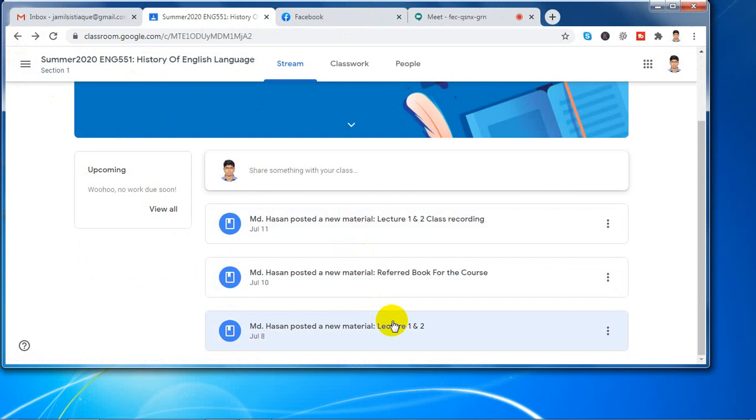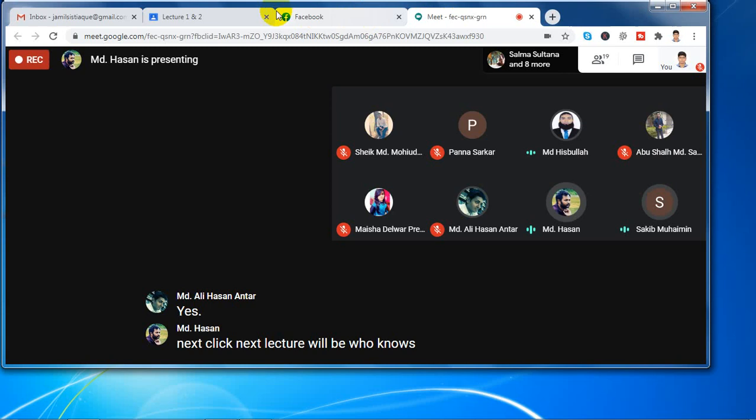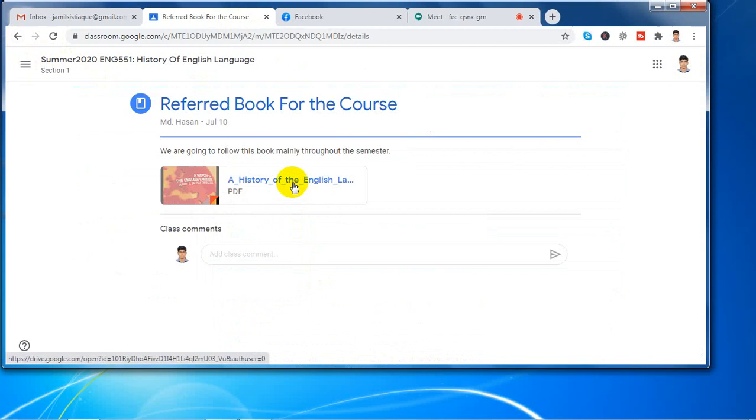I am asking others if they have downloaded the book. Three have. What about the others? It will become easier for everyone.